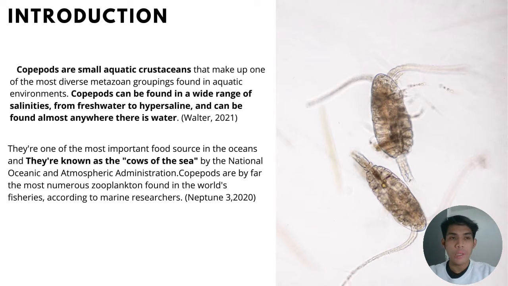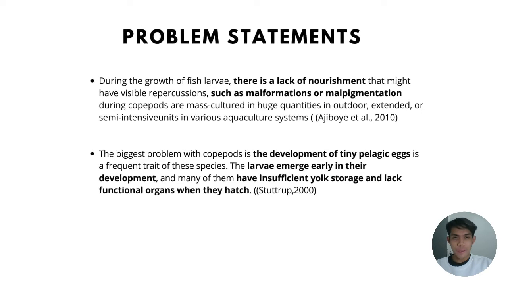Okay, for the introduction, a copepod is a small aquatic crustacean that can be found in a wide range of salinity from freshwater to hypersaline, and can be found almost anywhere there is water, and thus so are known as the insects of the sea. So next is the problem statement.